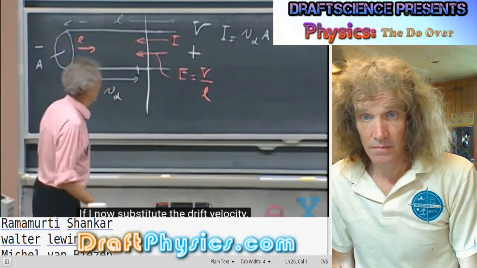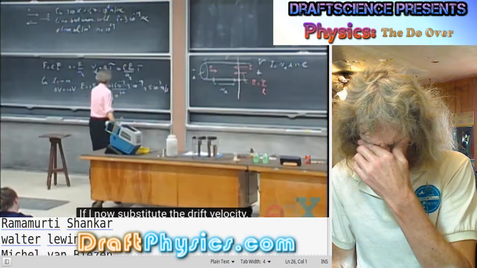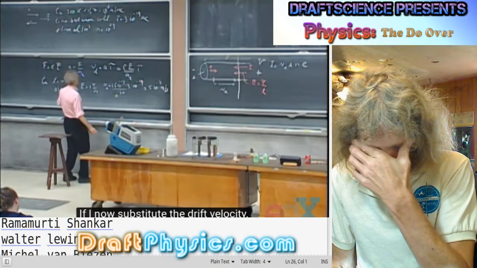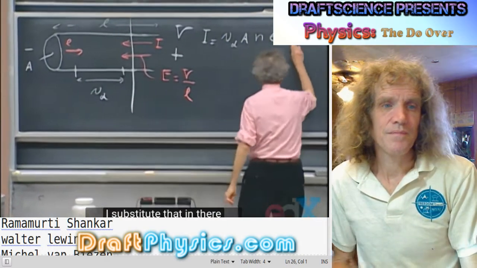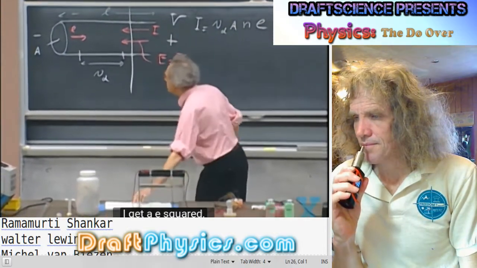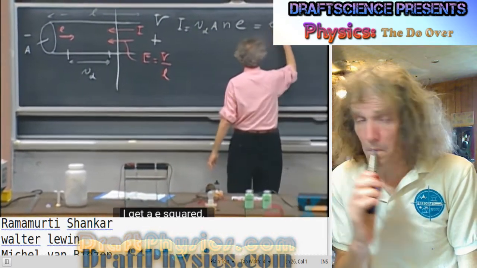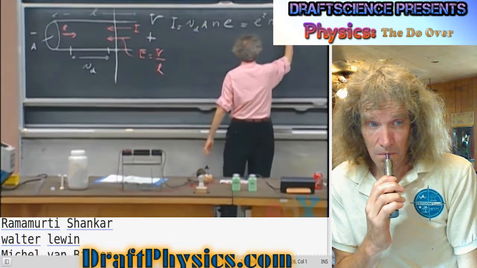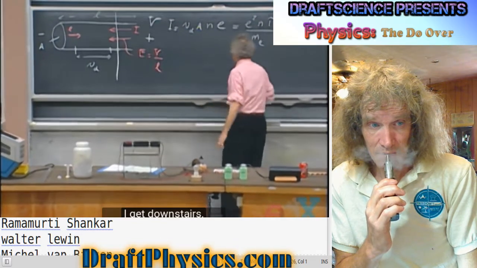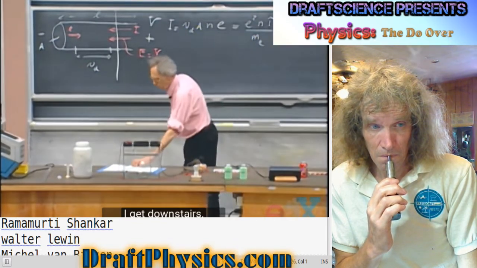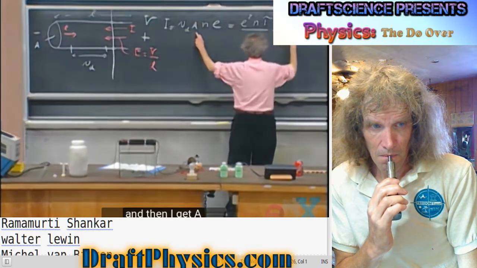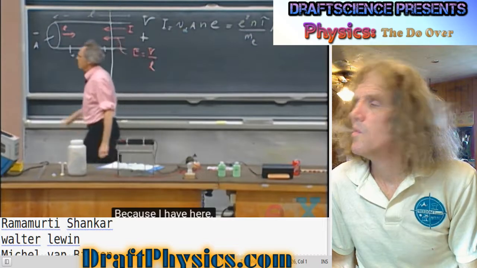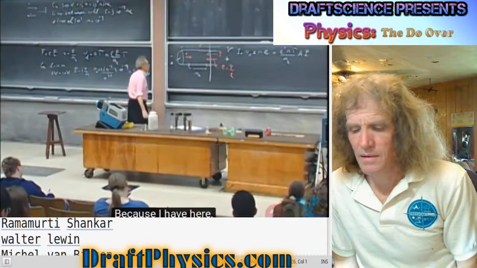If I now substitute the drift velocity, which we have here, then I find that the current, I get E squared, the charge squared, I get N, I get tau, I get downstairs the mass of the electron, and then I get A times the electric field E. Because I have here this electric field E.